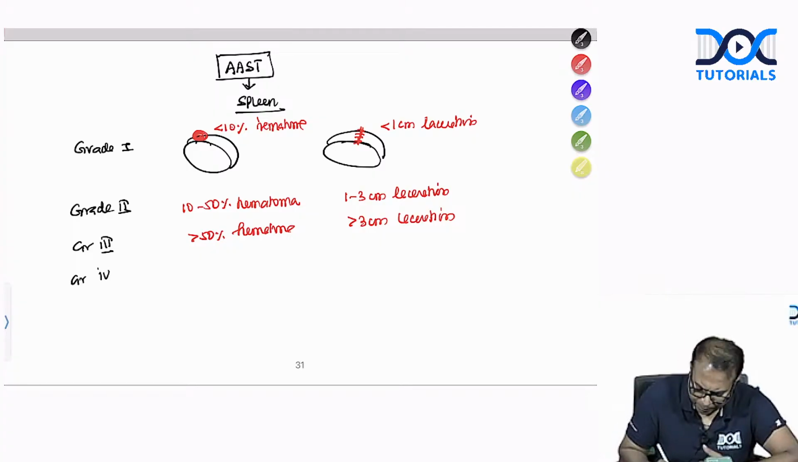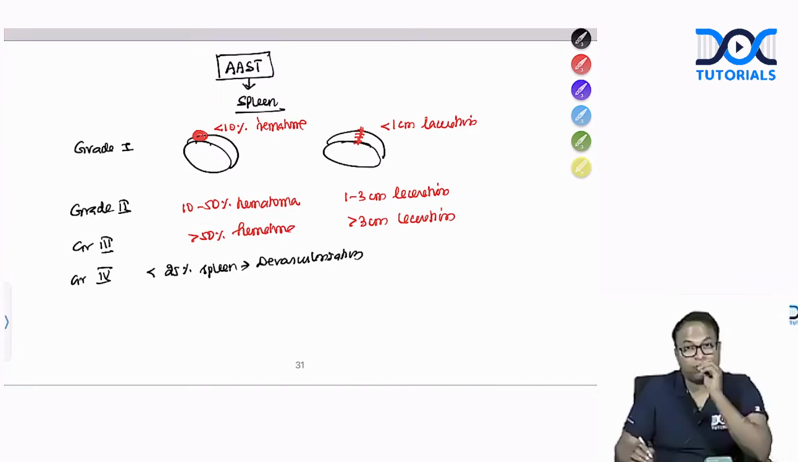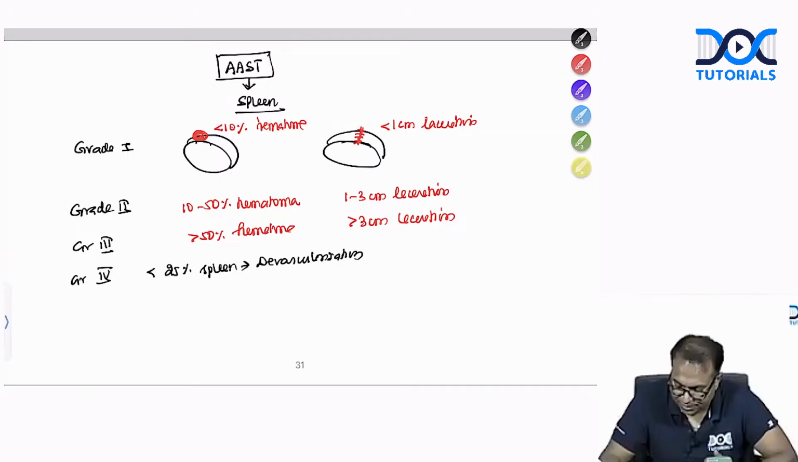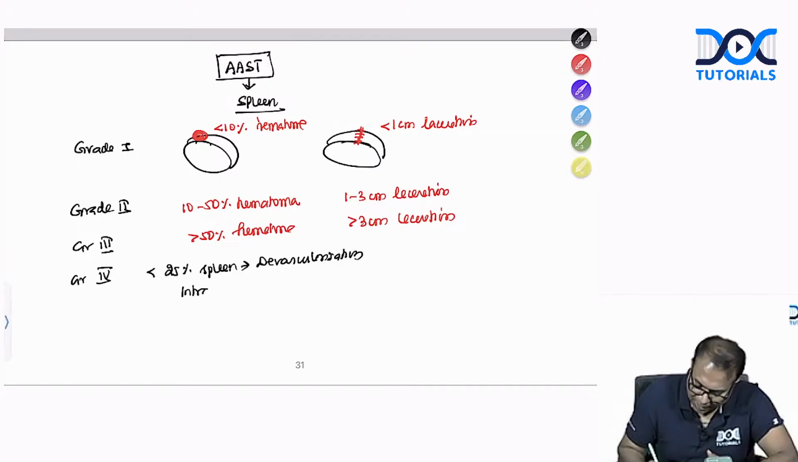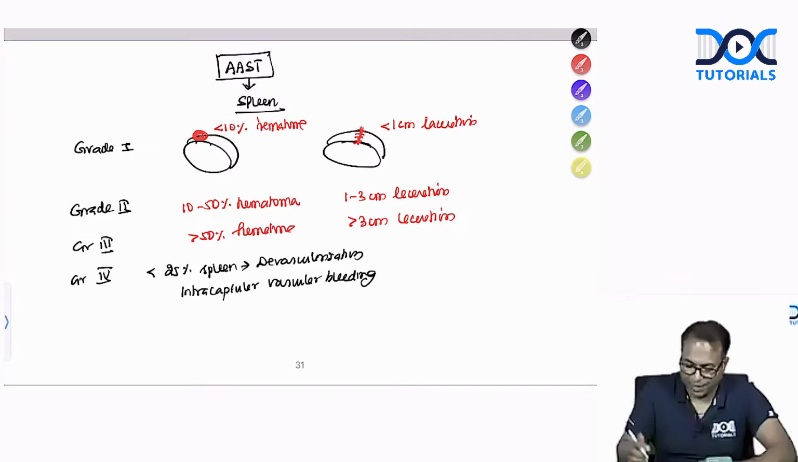Grade 4: less than 25% of the spleen got devascularized, and there is intracapsular bleeding. There is an intracapsular vascular injury with bleeding into the capsule of the spleen.